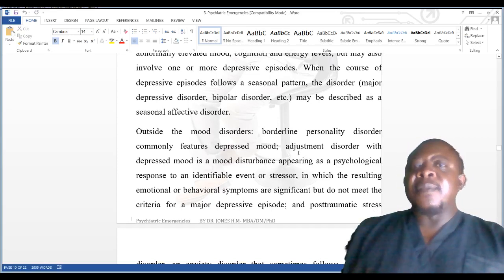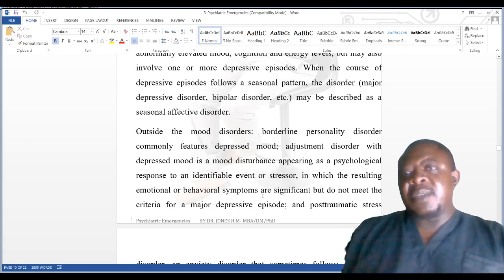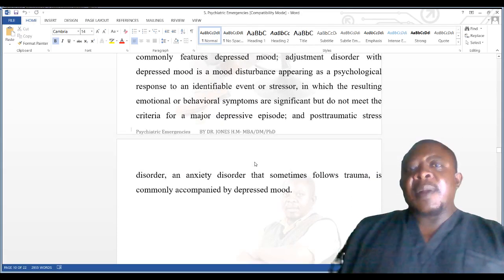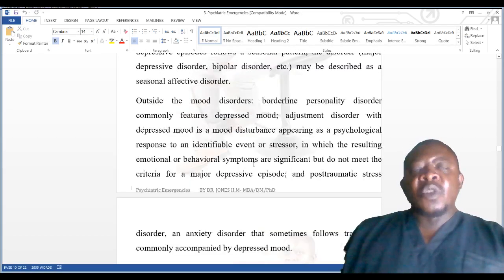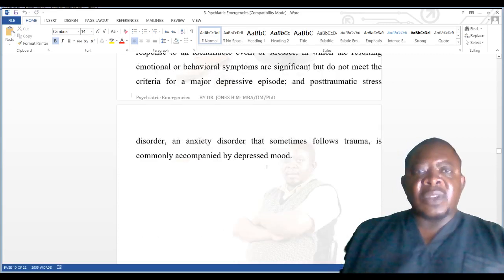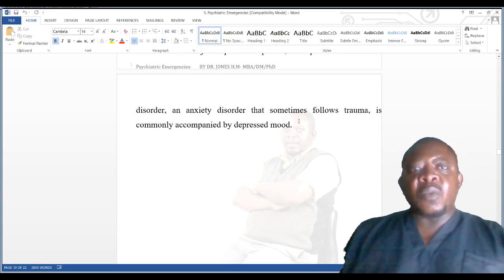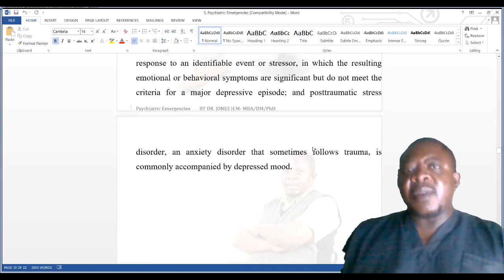Then we have adjustment disorder with depressed mood, or mood disturbances, in which resulting emotional or behavioral symptoms are significant but do not meet the criteria for major depressive disorder. Okay, and then other syndromes that may predispose to depression is post-traumatic stress disorder. So this may predispose to depression, and also anxiety disorder may predispose one to having a depressed mood.